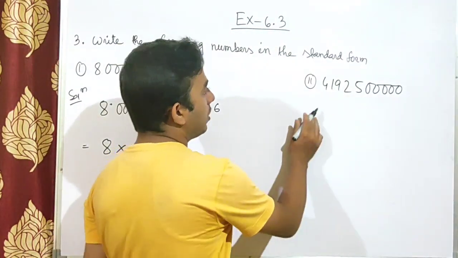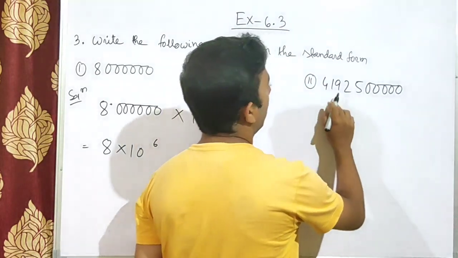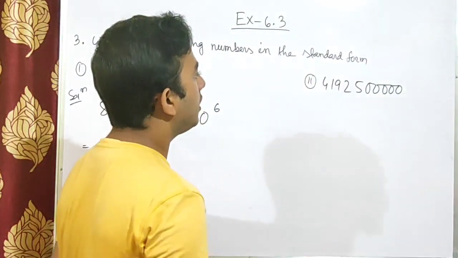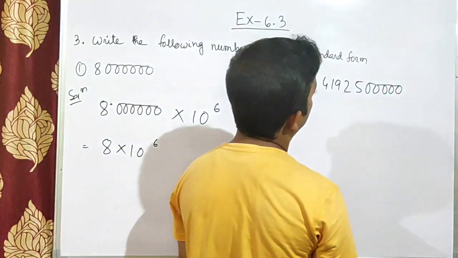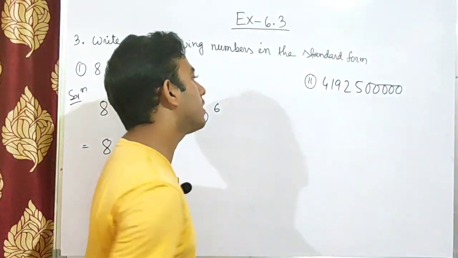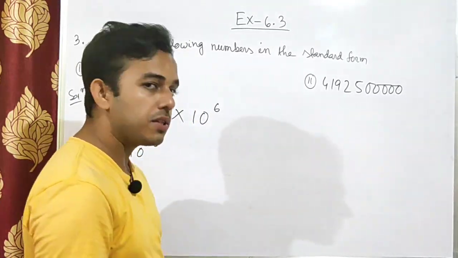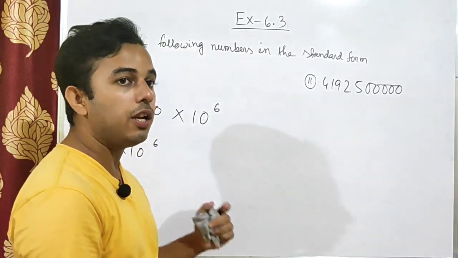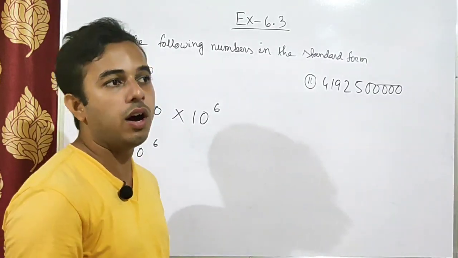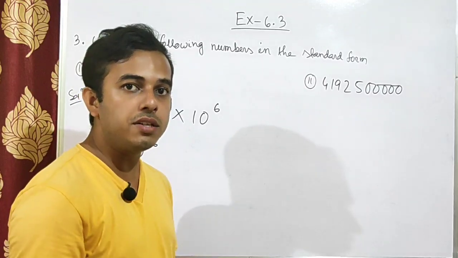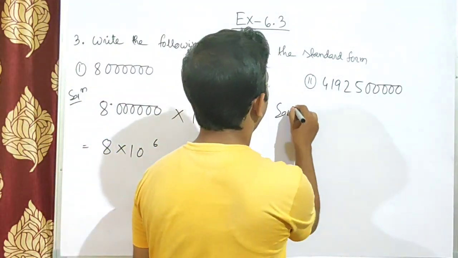So here the number is what? Ones, tens, hundreds, thousands, lakhs, crores: 490 crore 25 lakhs. We have to express this number in the standard form. For expressing a number in the standard form, we generally put a decimal after the first digit from the left-hand side. So here we will put the decimal after 4.